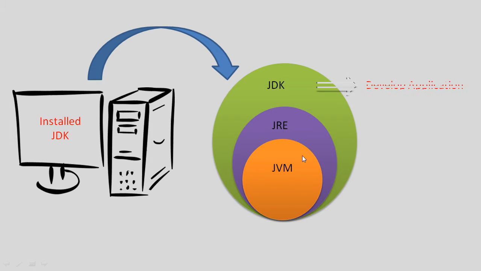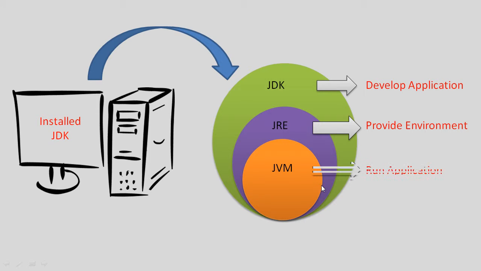So JDK is to develop the application. It is required to develop the application. JRE provides the environment, and JVM runs the application. So when there is JDK in the system, I will be able to develop the application and I will also be able to run the application.